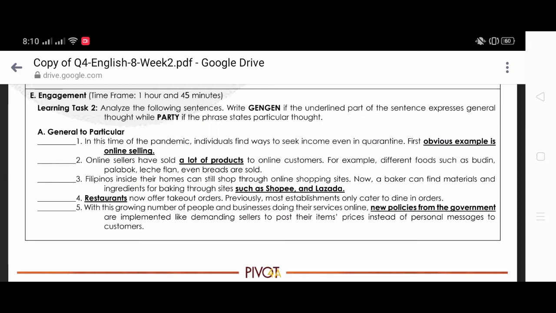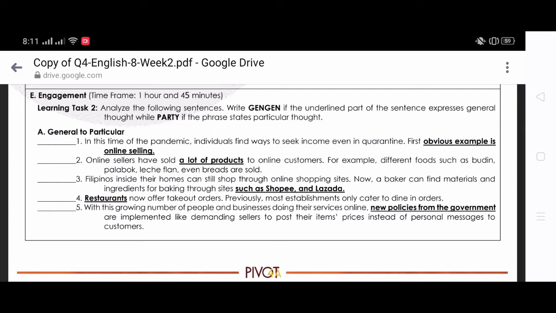Okay? Or party. Ang sulat dito ay party. Kasi bakit? Isa siyang example ng general idea na ways to seek income. Okay? Ito yung mga paraan kung paano nga ba magkakaroon ng pera or kikita ngayong quarantine period. Okay? So, ang example niya ay online selling. So, siya yung particular. Okay? At ang naka-underline dito ay particular. Kaya ang sagot niya dapat dito ay party. Okay? So, yun.